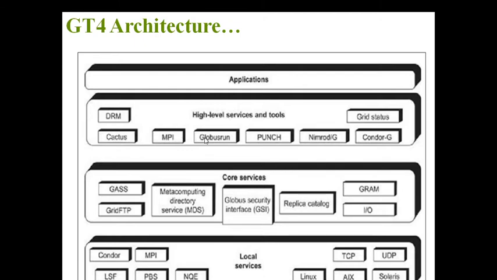What are the high level services? High level services means they try to interface with the direct user. The user is able to interface with any computer by using these tools only. For example, Punch, Globus Run, MPI, Cactus, DRM and Grid Status. So these are some of the tools by which the user can run his application.